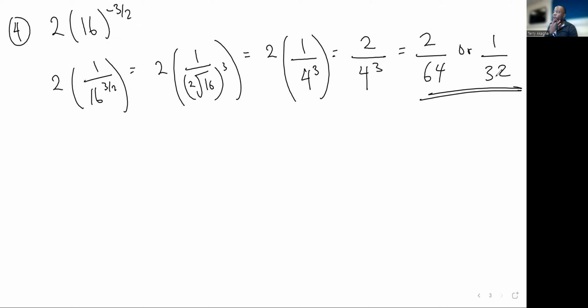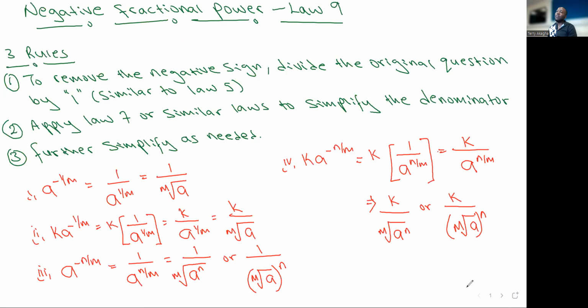Okay. All right, so that will be that for the negative fractional powers. So basically to remove the negative sign, you just flip it, you just put 1 over that. Then if it has a coefficient, you just multiply and you get the answers like that.